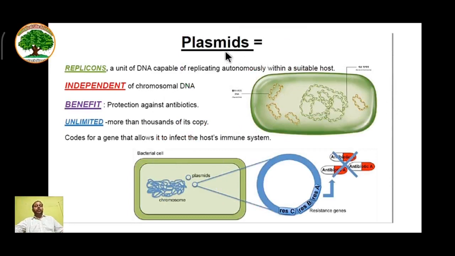There is also the presence of extra DNA, called plasmids, other than the chromosomal DNA. You can see here in the bacterial cell, this is the chromosomal DNA and this is circular DNA called plasmids. They are independent of chromosomal DNA and are capable of replicating autonomously within a suitable host. The benefit it gives to the bacteria is protection against different antibiotics, as it has antibiotic resistance genes. There can be more than 1000 copies, but in some cells it is limited, and it codes for genes that allow infection of the host immune system, that is, various virulence genes are present in this plasmid DNA.